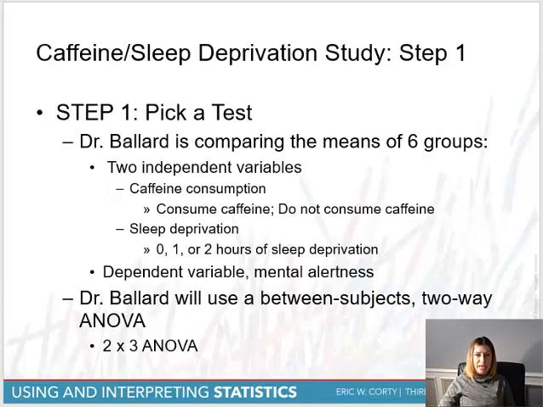The first is pick a test. We have 2 independent variables, so we know that we're not doing any t-tests or z-tests, because all of those had 1 independent variable. We're not doing the one-way ANOVA. A one-way simply means that we've done 1 independent variable. We're not doing a repeated measure ANOVA either, so we know that we're doing a between subjects 2-way ANOVA. We're doing a 2 by 3 again.